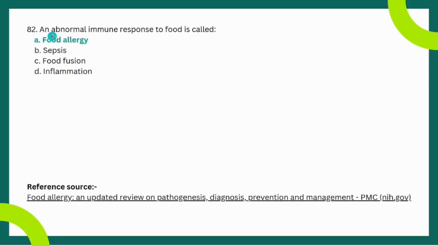Next question. An abnormal immune response to food is? The answer is food allergy. This question is very familiar to everyone, so I am passing to the next question.